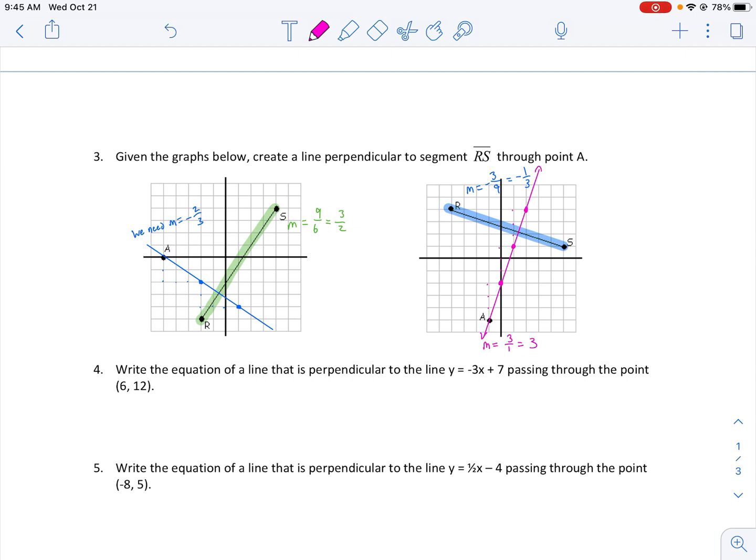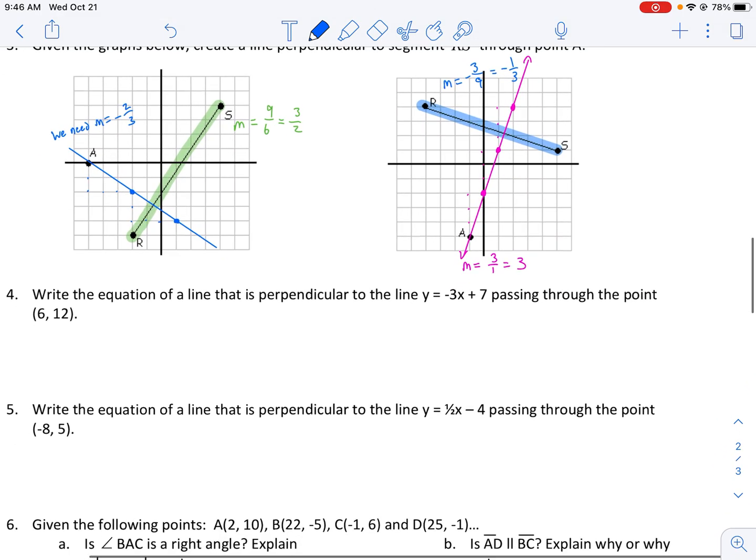All right. Now we're going to write the equation of a perpendicular line. So if a line is going to be perpendicular to this line, then they have to have opposite reciprocal slopes. So our new slope, since the given slope is negative 3, we got to flip that, which is negative 1/3, and do opposite. So it's going to be positive 1/3.